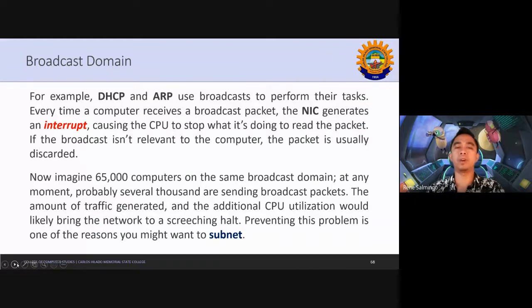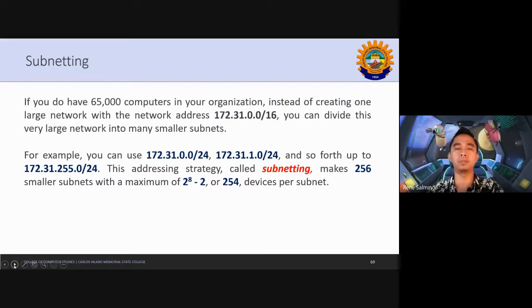Now imagine you have 65,000 computers on the same broadcast domain. What is important is the amount of traffic generated and the additional CPU utilization, which are likely to bring the network to a stop. Preventing this problem is one of the reasons why we use a subnet. So that's for the CPU utilization and traffic congestion of the broadcast packets. That's why we subnet.